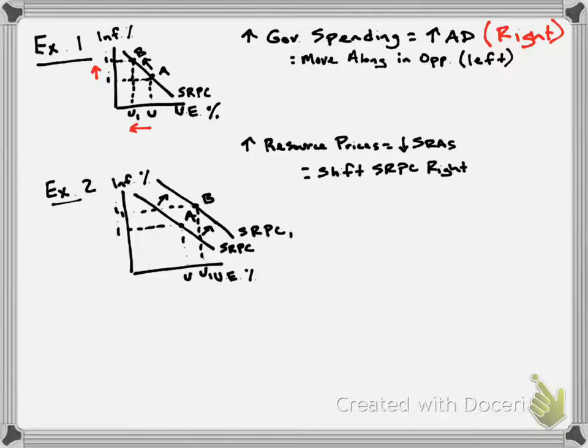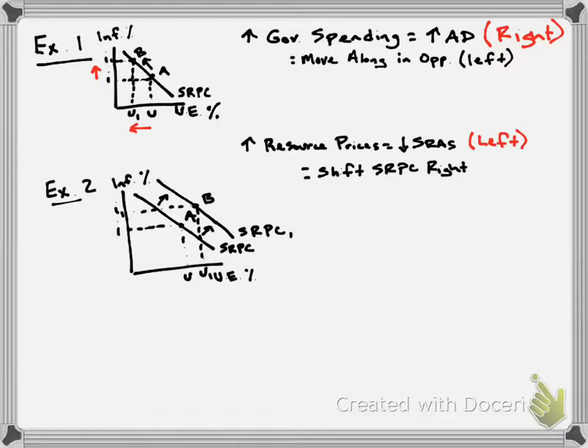Now, moving on to example 2, a little different scenario here. We have our Phillips curve graph. We're starting at point A, and we have an increase in resource prices happening in our economy, and so that's going to cause a decrease in our SRAS. Now, remember, left is always less, so our SRAS then would be shifting to the left.